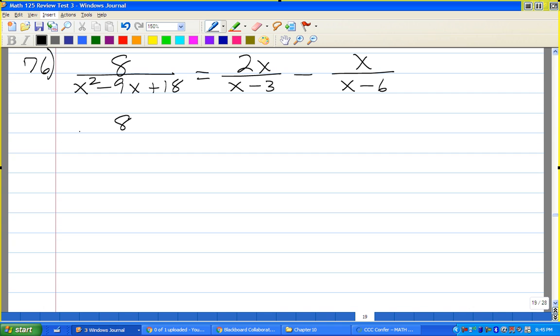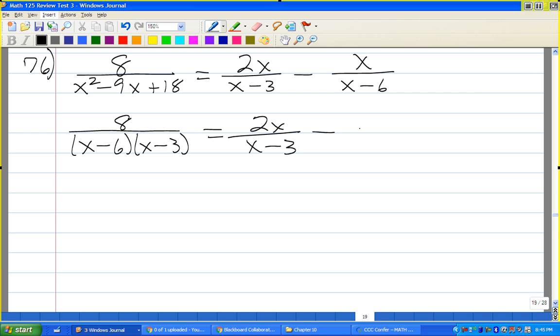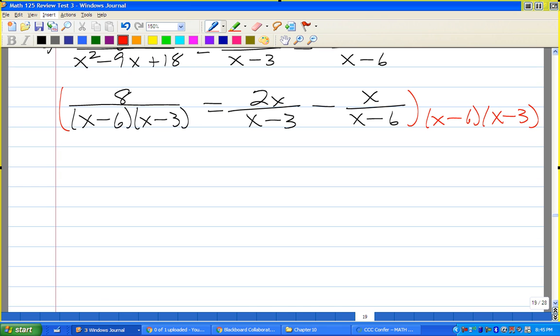So this is equal to 8 over, factor, x minus 6, x minus 3 is equal to 2x over x minus 3 minus x over x minus 6. Let me multiply both sides of my equation by the least common denominator, x minus 6, x minus 3. The x minus 6, x minus 3's cancel, so I get 8. The x minus 3's cancel, so I get 2x, x minus 6. The x minus 6's cancel, so you get a minus x, x minus 3.